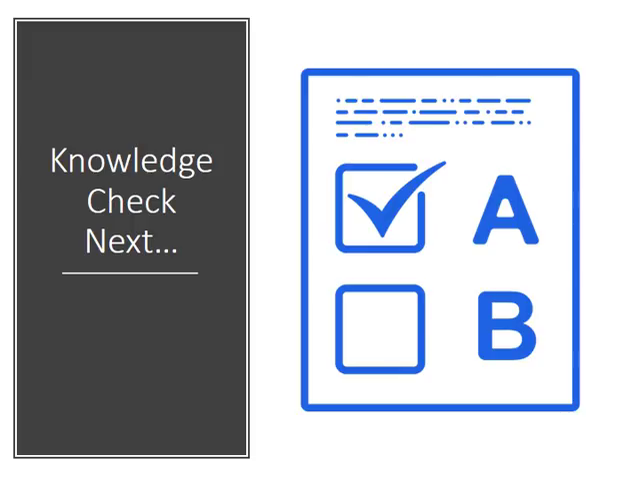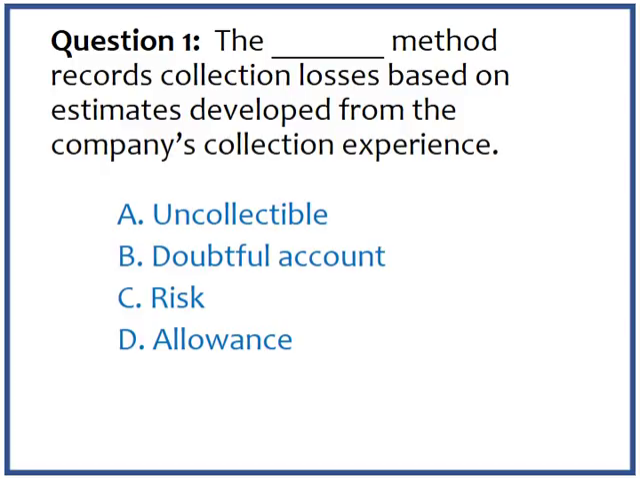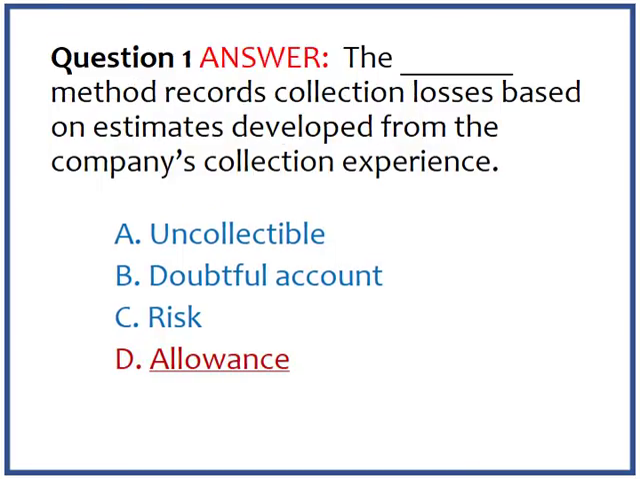Let's go. The first question reads, the blank method records collection losses based on estimates developed from the company's collections experience. The choices are uncollectible, doubtful account, risk, or allowance. The answer is allowance. The allowance method records collection losses based on estimates.